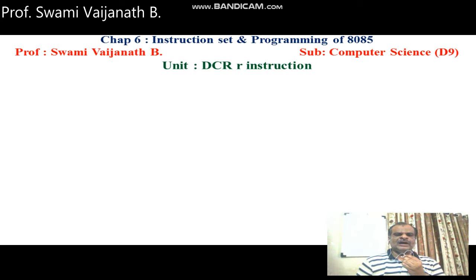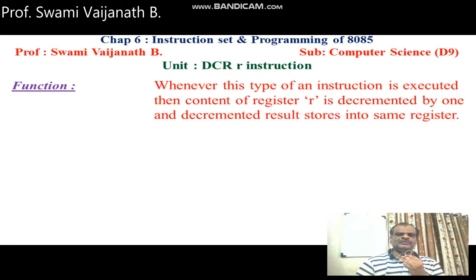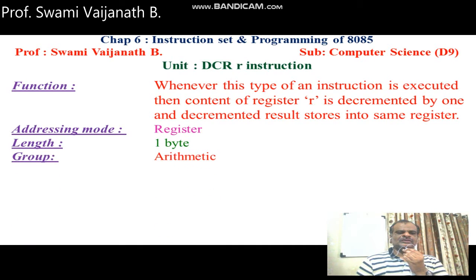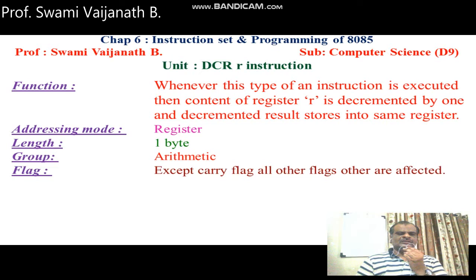Firstly we discuss the instruction DCR R. Whenever this type of instruction is executed, what happens? The content of the general purpose register specified within the instruction is decremented by 1, and that decremented result is also stored into the same register defined in the instruction. The addressing mode for this instruction is register. The length is 1 byte, and the group is arithmetic, except the carry flag.